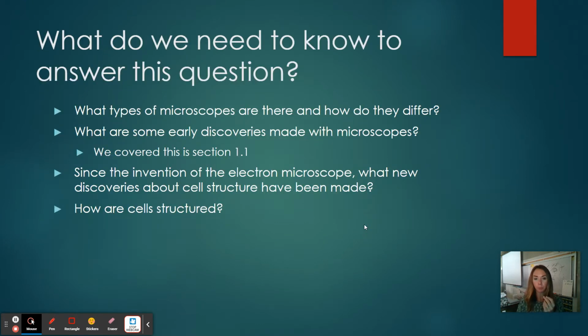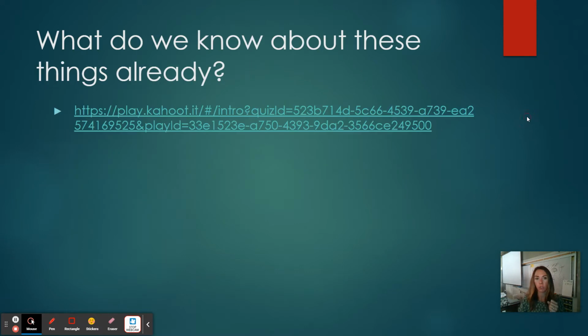Okay. You don't have to write this down, but some things you do need to know about microscopes. I know I've mentioned this in class, but the basic types and what they do, early discoveries made with microscopes and what has changed over time. Like a question such as, how have microscopes added to our knowledge of cells? Those are things we'll be reviewing from section 1 and then adding to in this section as well.